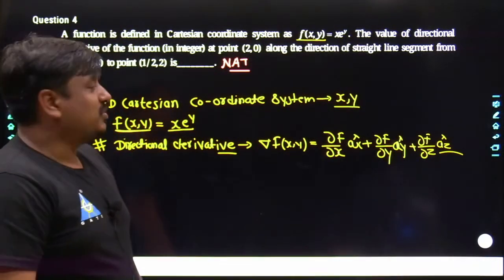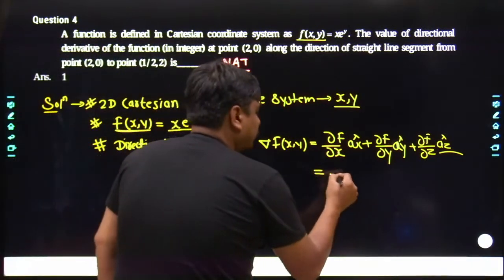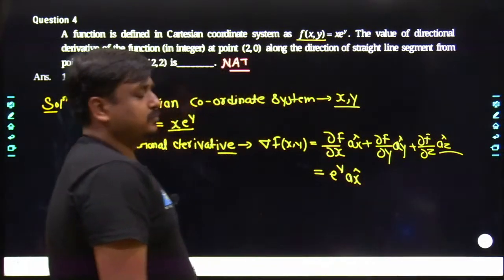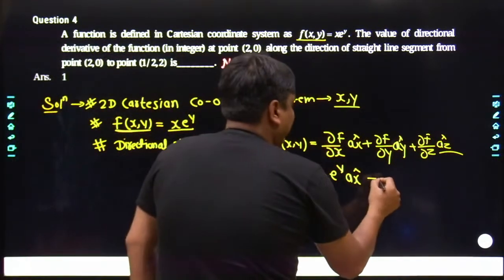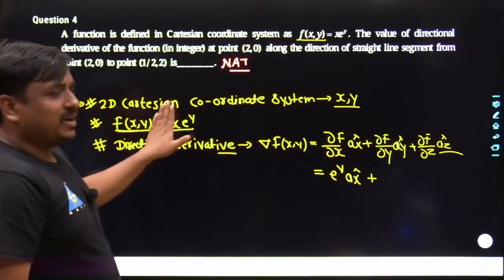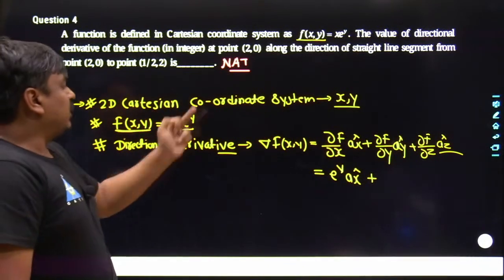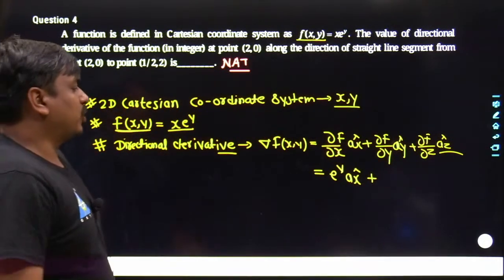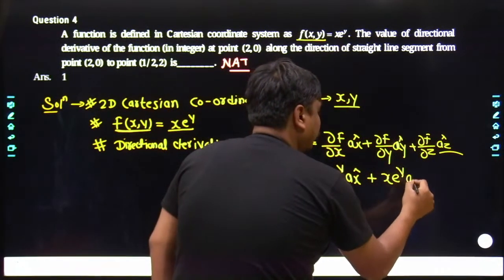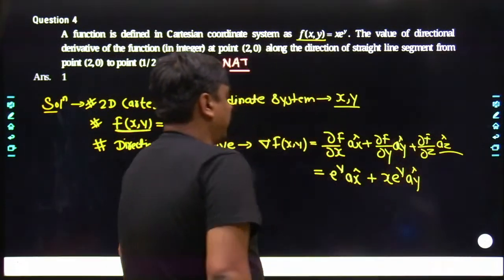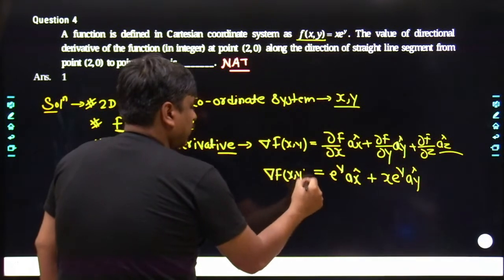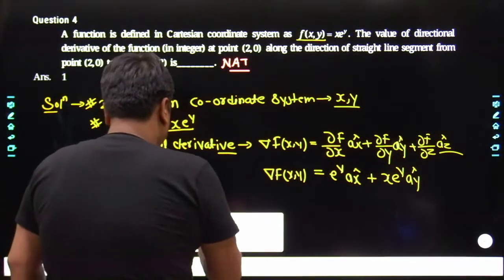So the differentiation would be simply e to the power of y, and the factor we have is e to the power of y ax cap. Similarly, if we take the partial differentiation of the function x into e to the power of y with respect to y, x is treated as constant and knocked off. The differentiation of e to the power of y remains the same, that is x into e to the power of y, and here it goes ay cap. So the gradient, which is the directional derivative of the function of x and y, is clearly known to me.